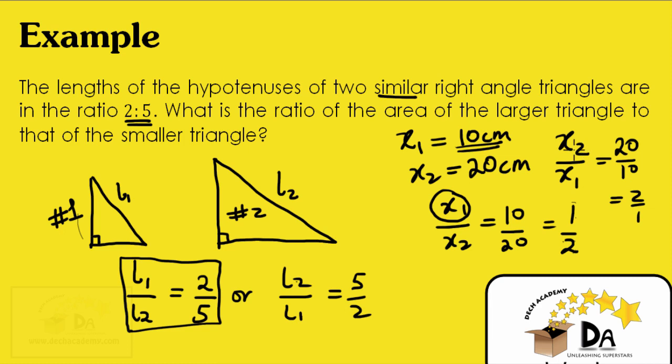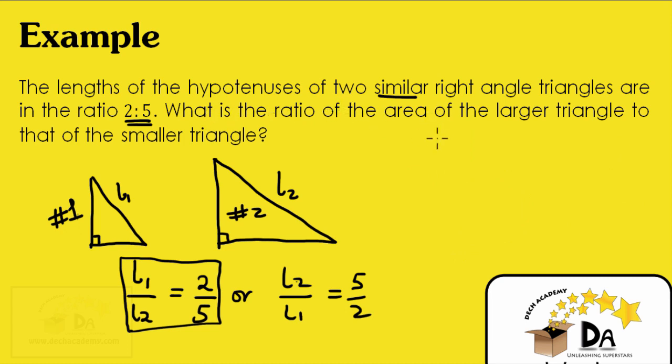As you can see, when I take the ratio of the length of the larger square to the length of the smaller square, I get a fraction where the numerator is larger than the denominator. Here, when I take the ratio of the length of the smaller square to the length of the larger square, I get a fraction whose numerator is smaller than its denominator. So just be careful with that.